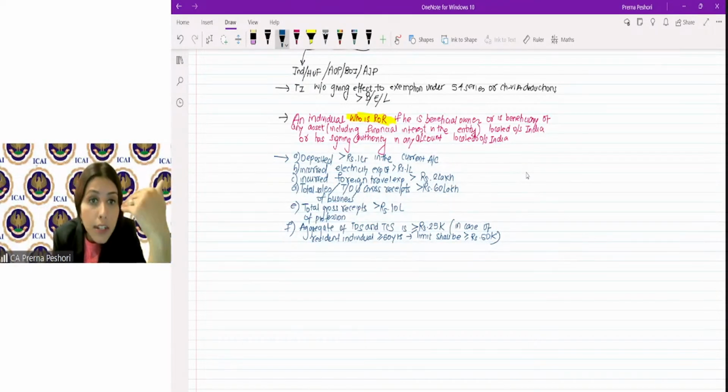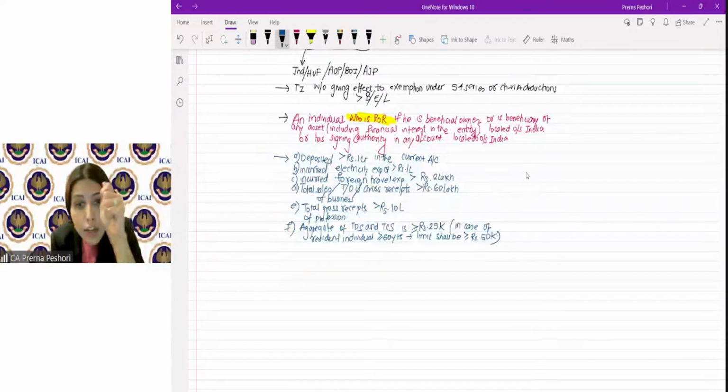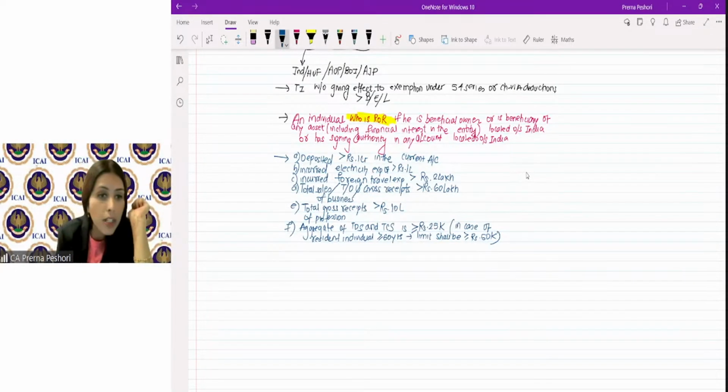I have deposited rupees more than 1 CR in the current account. What are my total sales, turnover or gross receipts? Whether it is exceeding 60 lakh for business or 10 lakh for profession. Whether the aggregate of TDS and TCS is more than 25,000, for senior citizen more than 50,000. You need to check that. Every year this has to be checked.